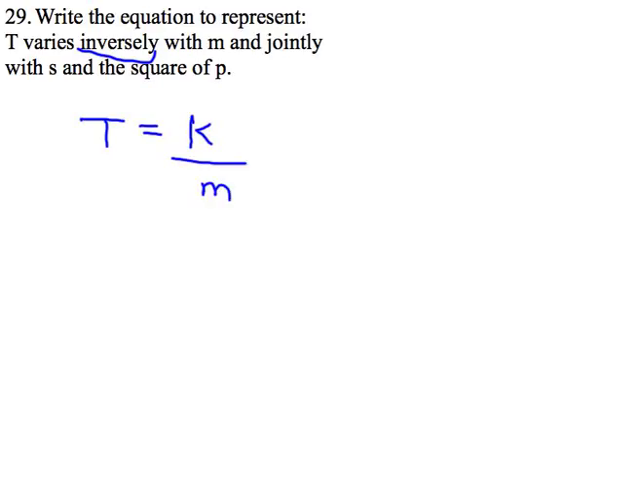denominator. Jointly and directly are the same, except jointly has more than one variable, and they belong in the numerator. So s and the square of p means p to the second power. So that's the equation that represents t varies inversely with m and jointly with s and the square of p.